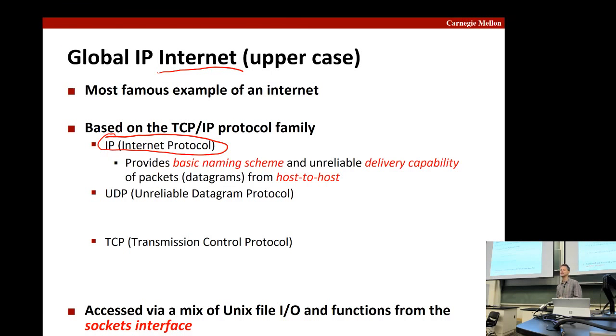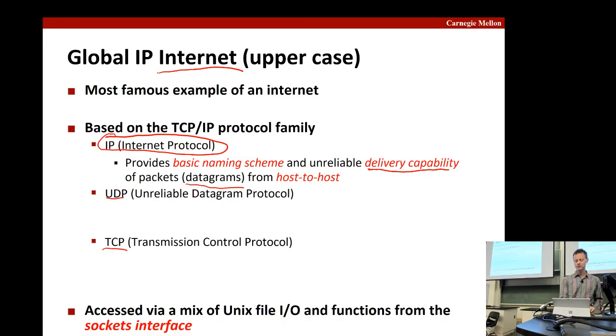It provides this basic naming scheme that gets you from a host to a host, so from machine to machine, and the capability of delivering packets, which it calls datagrams, from host to host. So we haven't gotten to process to process, we've just gotten machine to machine. And then there are 2 types of protocols on top of IP. One is UDP and the other is TCP.